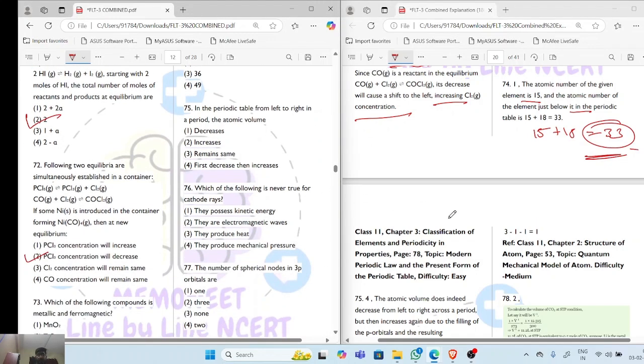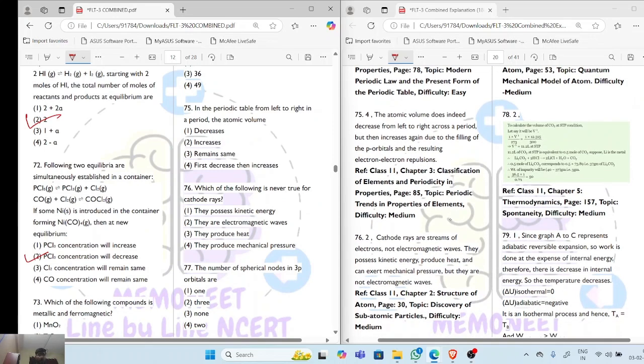Now question number 75. From left to right in the periodic table, the atomic volume. We know that while going from left to right, atomic radius decreases. Atomic radius decreases means the atomic volume does decrease from left to right across the period, but then it increases again due to the filling of p orbital and the resulting electron repulsion. So first it will decrease because the atomic radius decreases, then it will increase. So option number 4 is our correct answer.